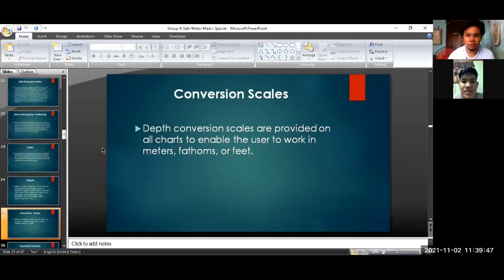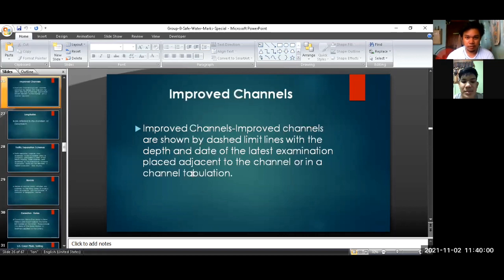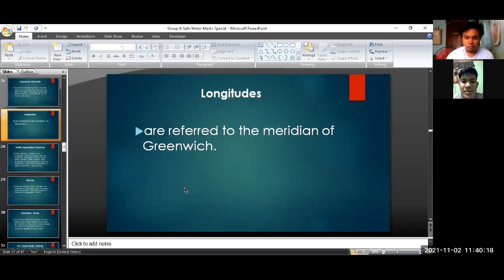Conversion scales. Depth conversion scales are provided on all charts to enable the user to work in meters, fathoms, or feet. Next is improved channels. Improved channels are shown by dashed limit lines with the depth and date of the last examination placed adjacent to the channel or in a channel tabulation. The longitude. Longitudes are referred to the meridian of Greenwich.